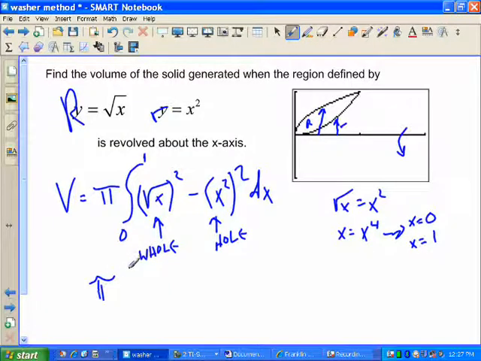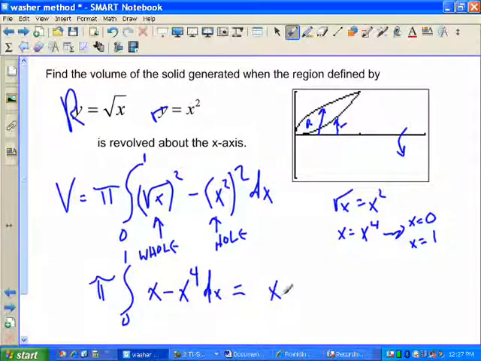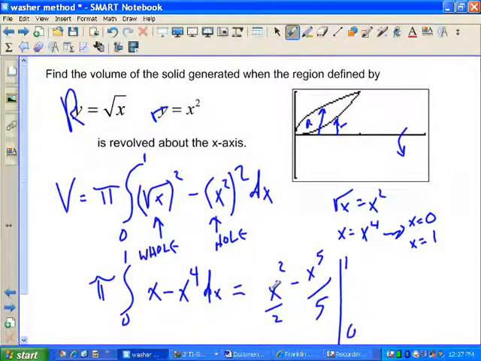Maybe we can even do this whole one out. We haven't done a whole lot of these lately. The square root of x squared is just x. x squared squared is x to the fourth, dx. Integrate. We end up with x squared over 2 minus x to the fifth over 5. We're going to evaluate that at 1 and 0, and no, I did not forget the pi.